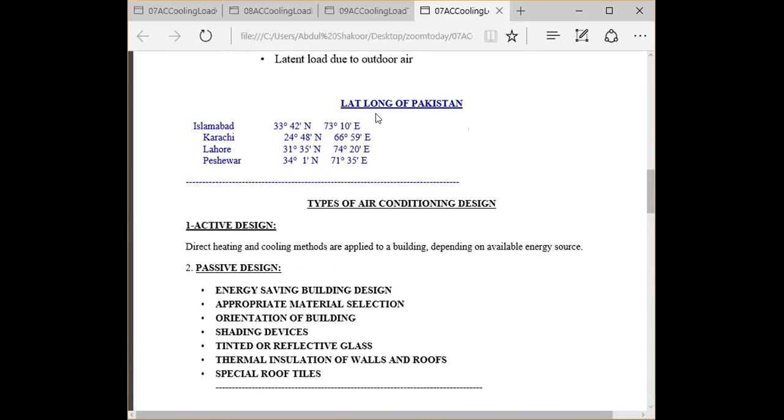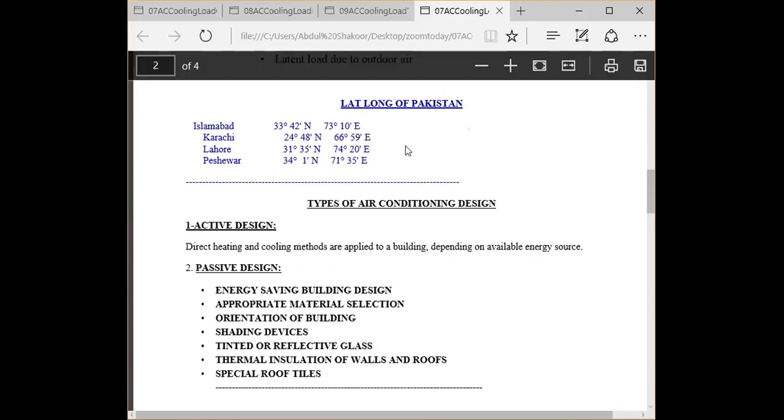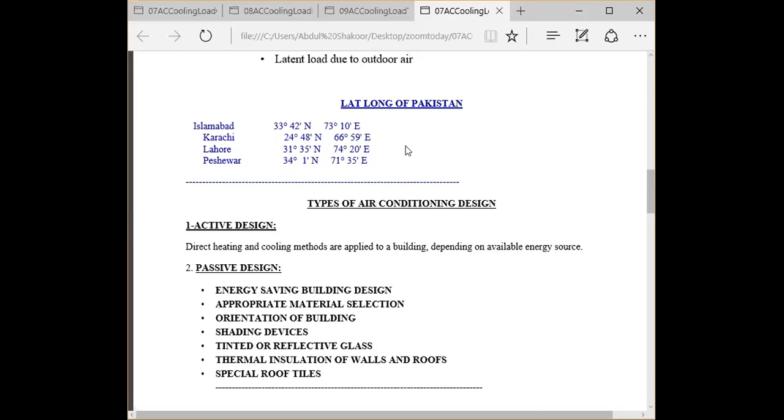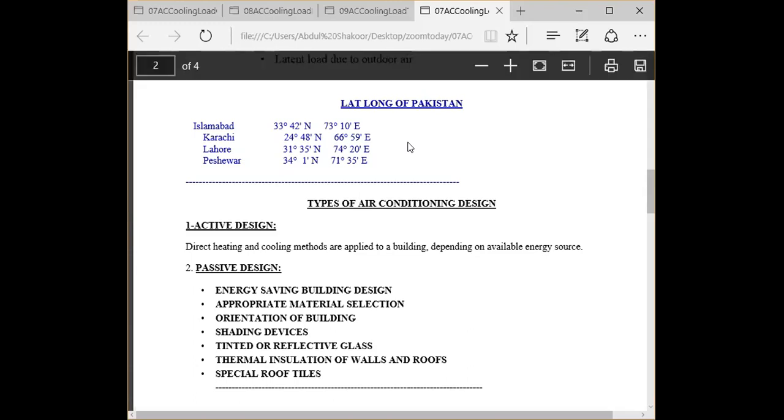by latitude and longitude of the location where you are. For example, here for 4 cities of Pakistan, lat-long is given. So knowing this lat-long, you can go to a handbook, air conditioning refrigeration handbook, ASHRAE handbook, or any other handbook to find out what is the design outdoor temperature in a particular month, say August or June or July, and what should be the outdoor temperature taken for calculation purposes. This is called design outdoor temperature.